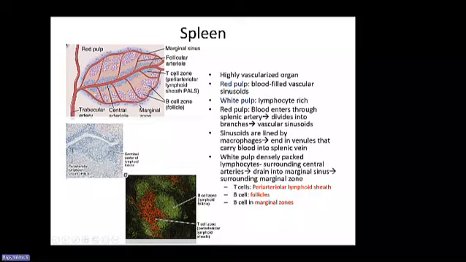One important thing to remember is there are no HEVs in the spleen because blood is freely flowing into the spleen. It is a filter for the blood, compared to lymph nodes where the blood is entering through HEVs. The lymphocytes are coming from HEVs. Also, there are no incoming lymphatics here because the antigen is delivered by the blood itself.